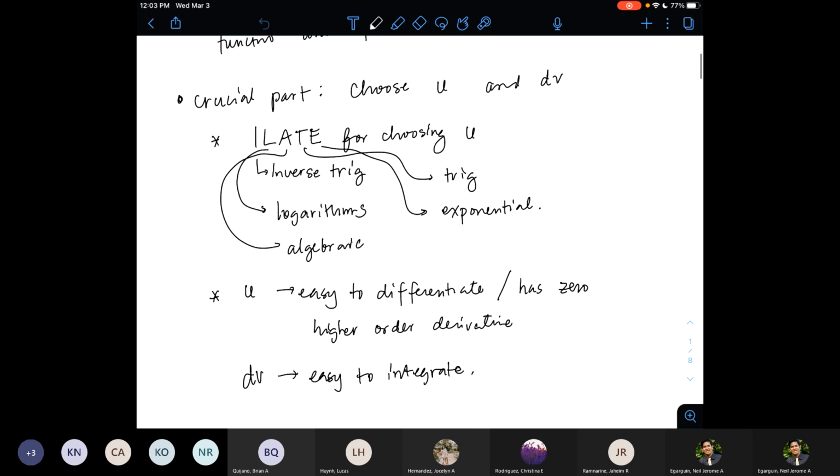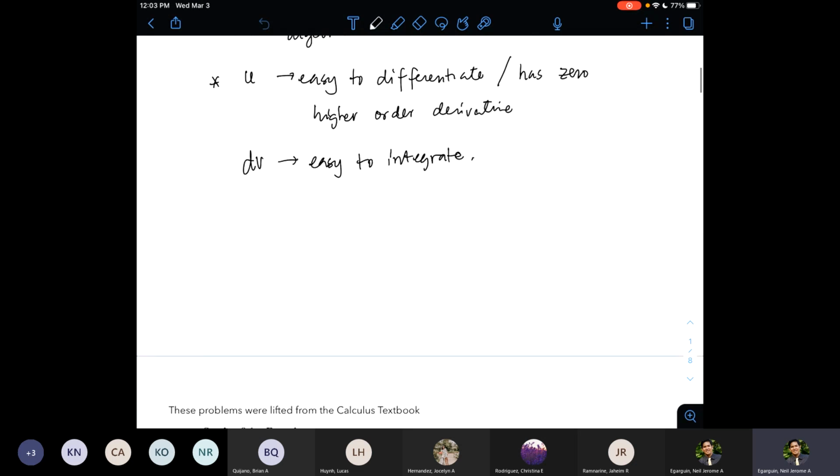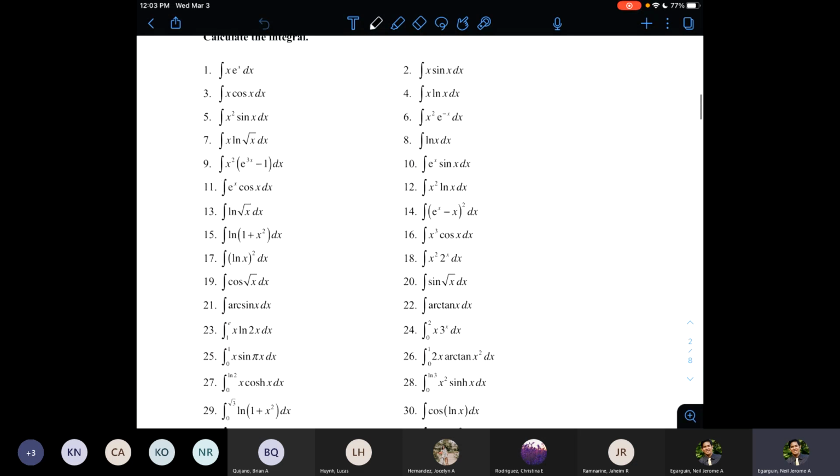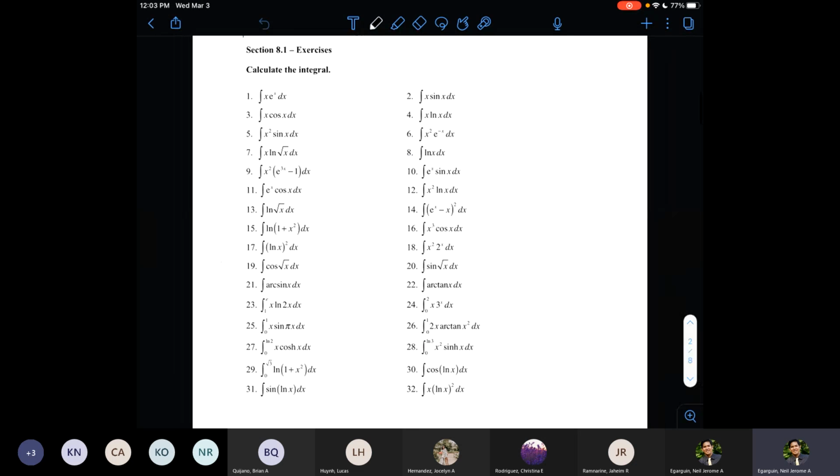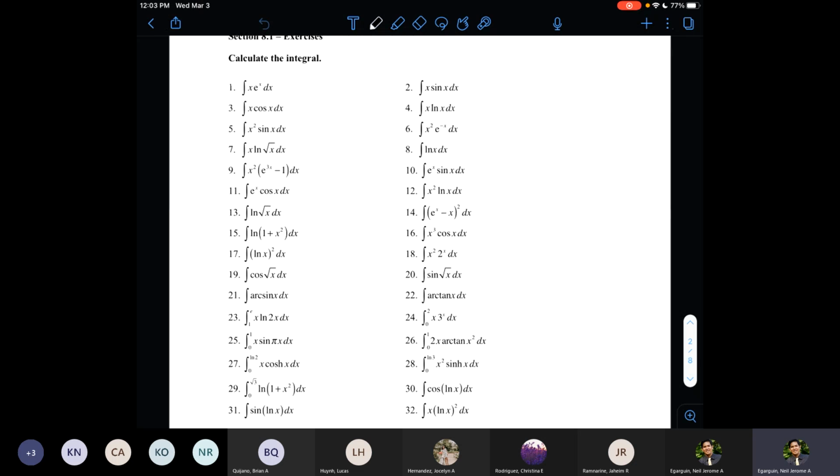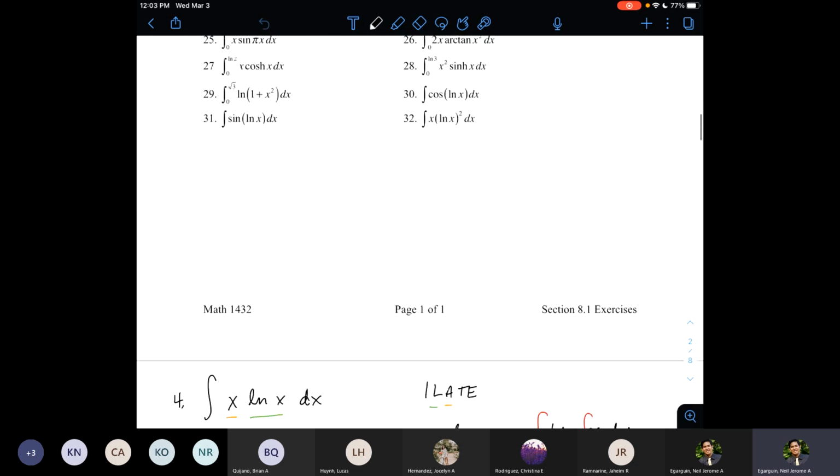And I guess last time we have seen some examples, and I included in this worksheet the 32 problems you will see in the textbook. I guess this is more than sufficient practice. So try to see if you can answer these in preparation for the next test.